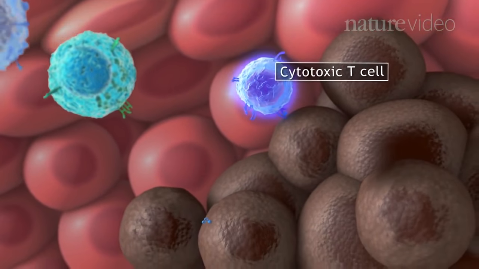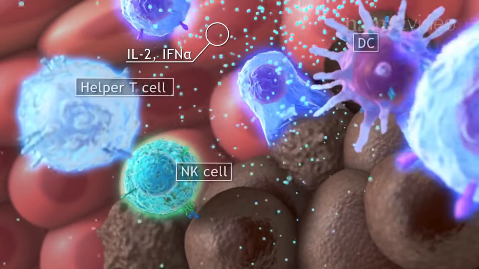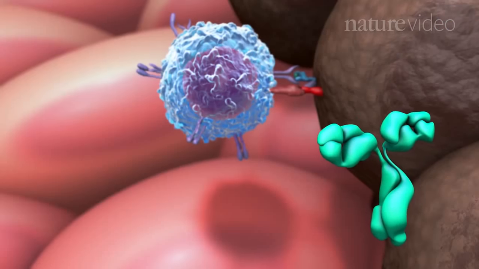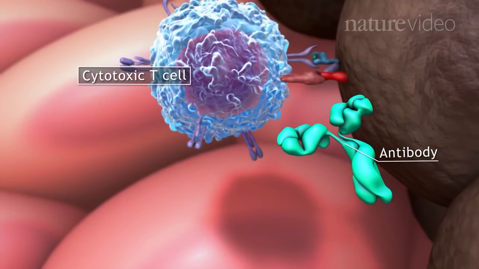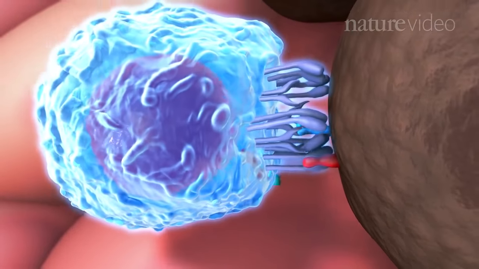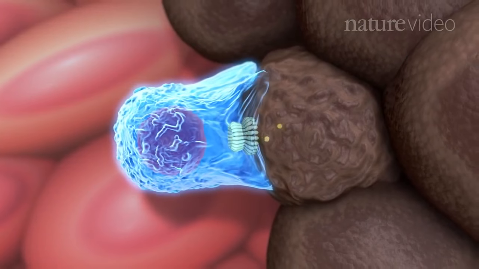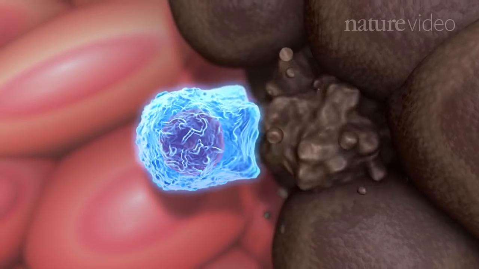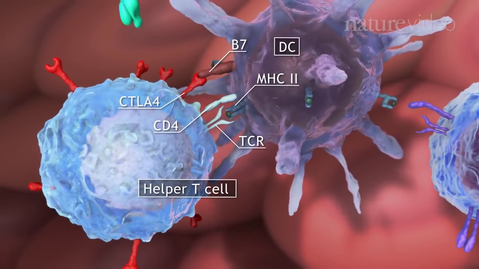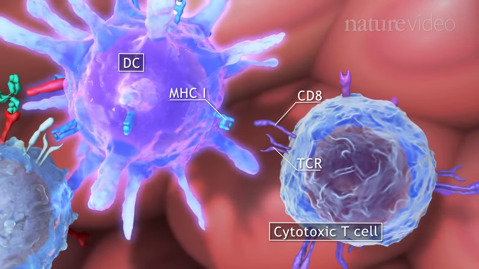Treating patients with cytokines, such as interleukin-2 and interferon alpha, can also boost the activity of anti-tumor immune cells. An alternative approach is to target the immune checkpoints. For instance, antibodies that bind to PD-1 stop this molecule from switching off cytotoxic T cells. Another immune checkpoint being targeted is CTLA-4. Blocking this molecule helps DCs to drive anti-tumor T cell responses.